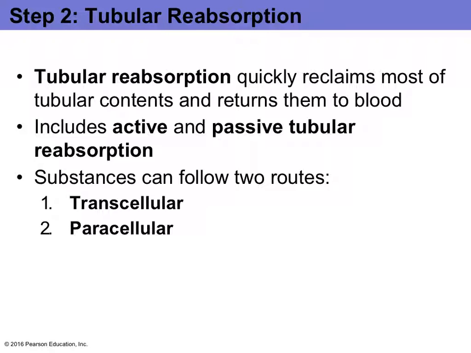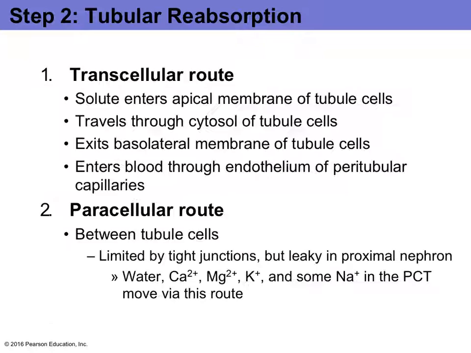There's a couple different routes that substances can take to get reabsorbed. In the transcellular route, substances are going to enter through the apical side of the tubular cells. The apical side is on the interior of the tubule, so it's up against the filtrate. So that's where things are going to enter. They're going to travel through the cytoplasm, exit out the sides or the bottom of the cell, and enter the blood through the capillaries that are around the tubules. And then in the pericellular route, which is going to be preferred by water and most of the ions we would be concerned with, substances are going to go between the tubule cells.